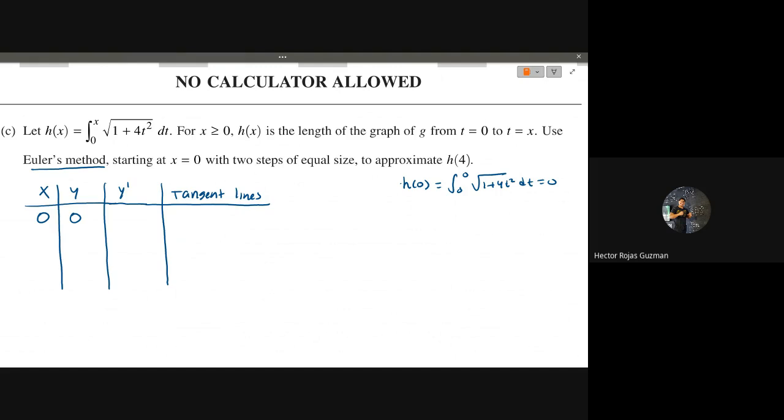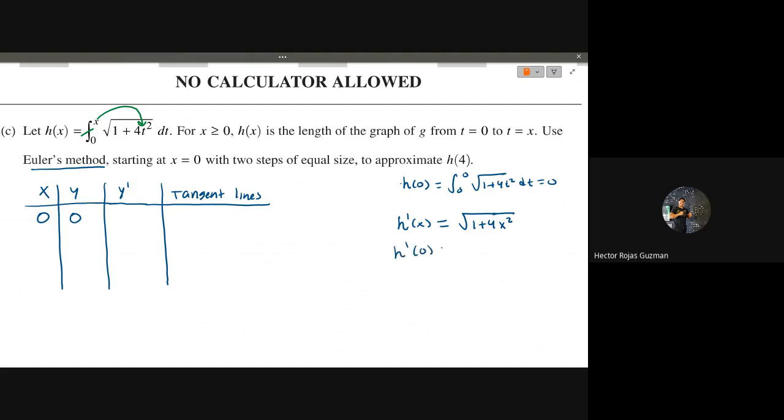I'm also going to have to find the slope. How do you find slopes? By taking derivatives. H prime of x equals, you got to know your fundamental theorem of calculus here. If I take a derivative, the integral cancels and the x gets plugged in. So the square root of 1 plus 4x squared. You also have to multiply times the derivative of the limit of integration. But the derivative of x is just 1, so it doesn't matter.